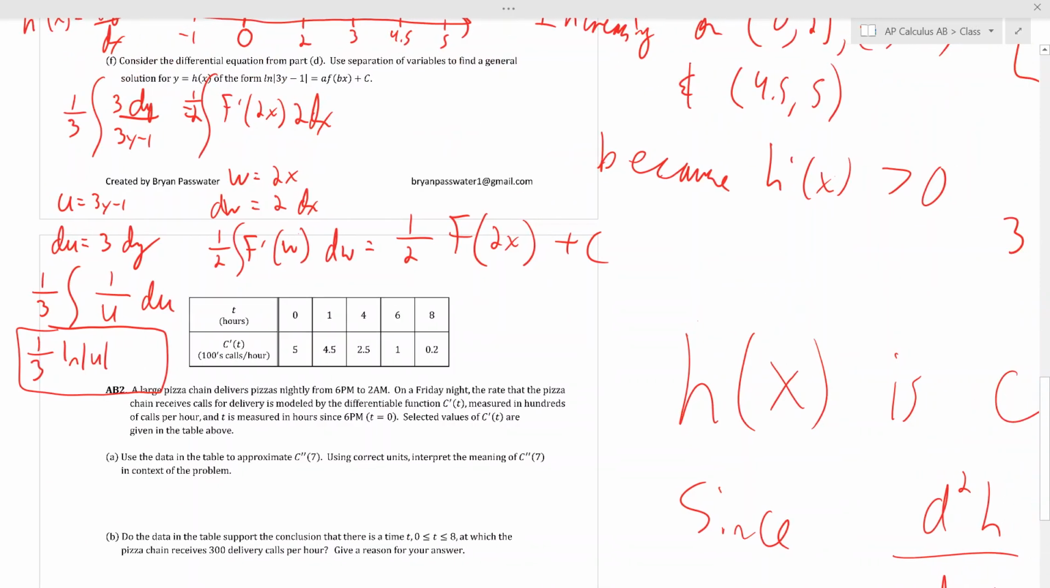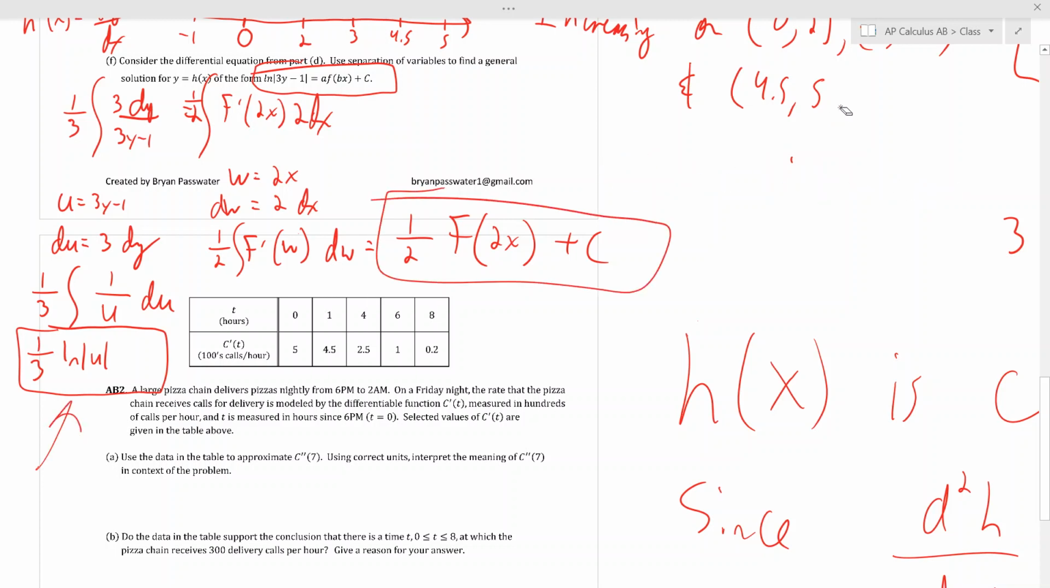Okay, and you see how they say to leave your answer like this? So basically we have this box down here equals this box down here. So I'm going to give myself some room up here and write that. And all we're going to do is solve for how they want this thing to look. But the important part is to separate and integrate. That's all we did. Get the y's on one side, get the x's on the other side, integrate both sides.